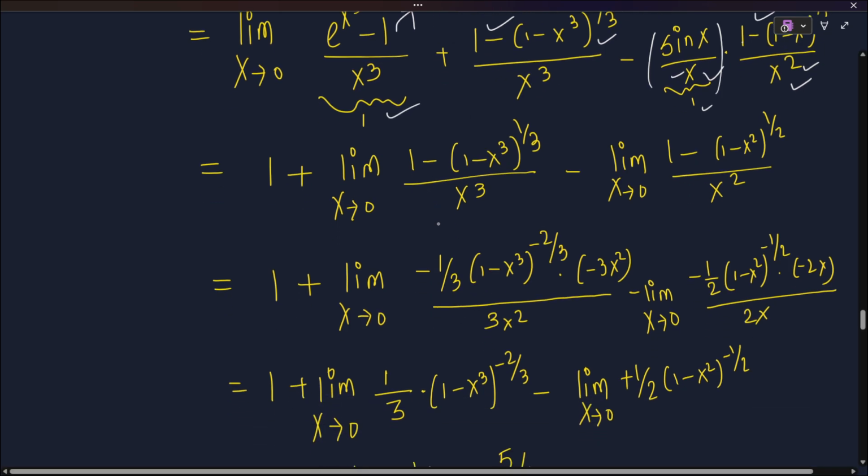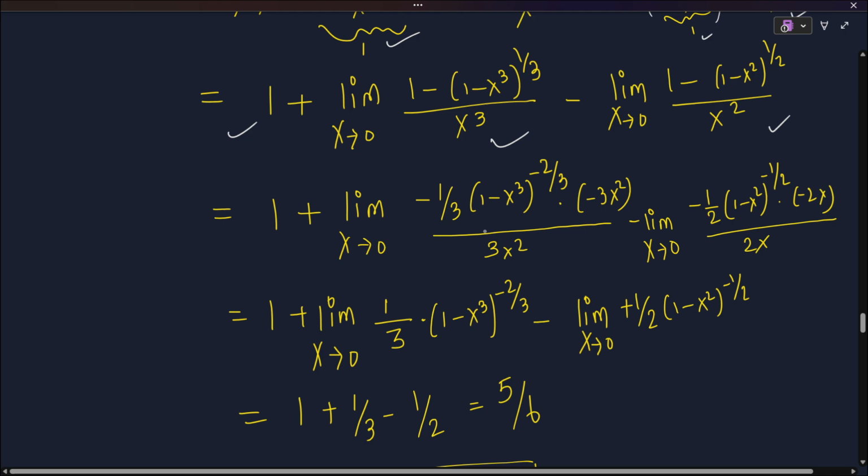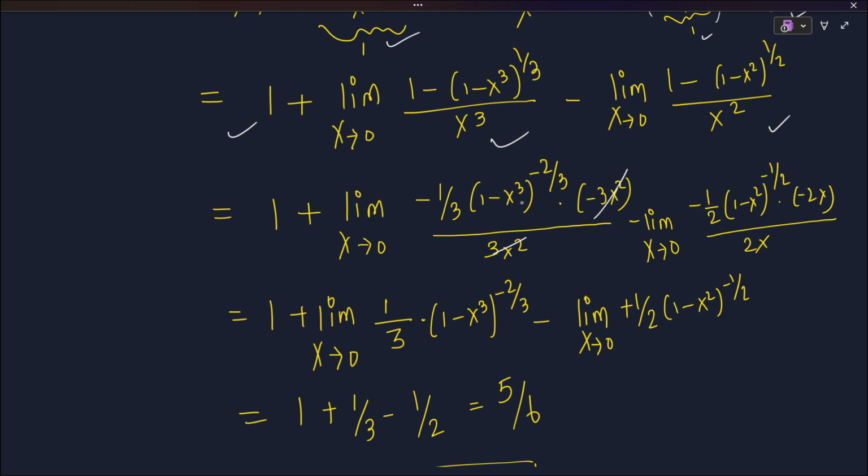So we are basically left with something like this: 1 plus limit x tends to 0, something where you have the cube and something where you have the square. Almost identical quantities. Now, these are again 0 by 0 forms. Differentiate once, and you can see that this term's cut off, and as x tends to 0, 1 minus x cube is 1. Similarly, here, this term's cut off, and as x tends to 0, 1 minus x square is 1.